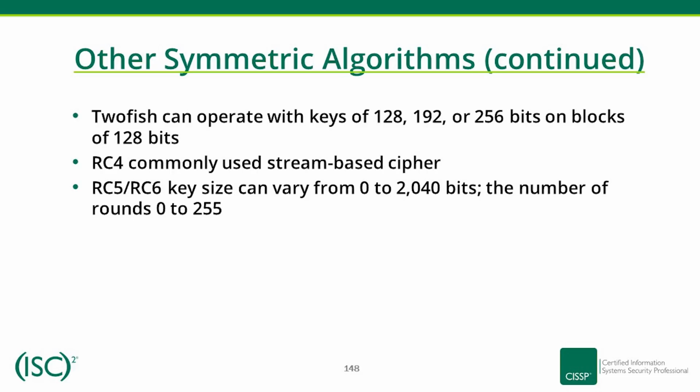Other symmetric algorithms, continued. Twofish can operate with keys of 128, 192, or 256 bits on blocks of 128 bits. RC4: commonly used stream-based cipher. RC5, RC6: key size can vary from 0 to 2040 bits, the number of rounds 0 to 255.